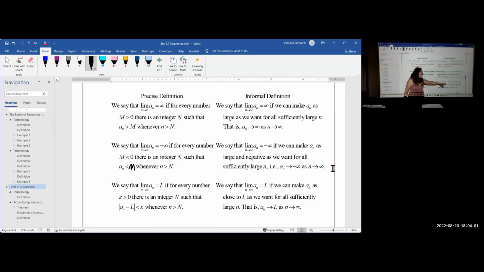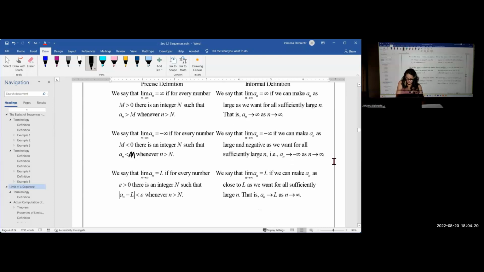In other words, the limit of the sequence is going to be some finite real number L if we can always make the sequence value get closer to L for any large n. However close you want to be, I can find a subscript value that gets it that close or closer.